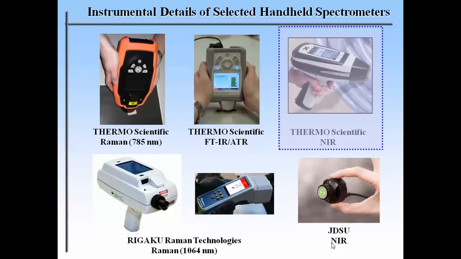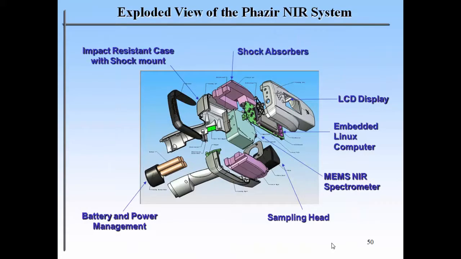Near infrared, so we had now Raman, we have IR, now we have near infrared. This is an exploded view. You see the largest weight comes from here. And this is the optical heart of the instrument. It's a microelectromechanical system.